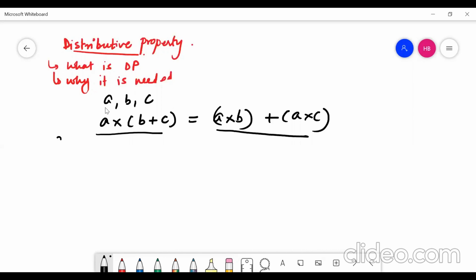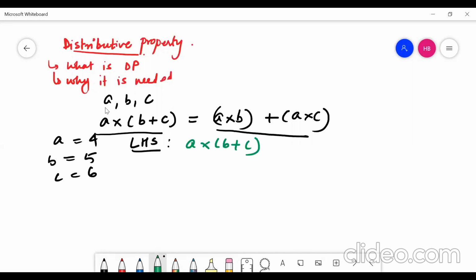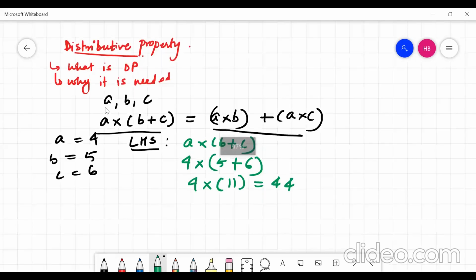Let's take A as 4, B as 5, C as 6, and let's see if LHS is equal to RHS or not. Let's solve LHS first. LHS is A into B plus C. Now put the values of A, B, C. A is 4, B is 5, and C is 6. 6 plus 5 is 11, which gives 44. So my LHS value has come as 44.